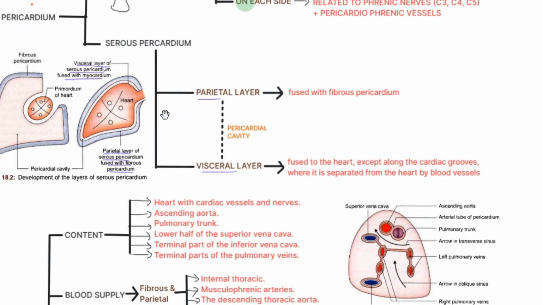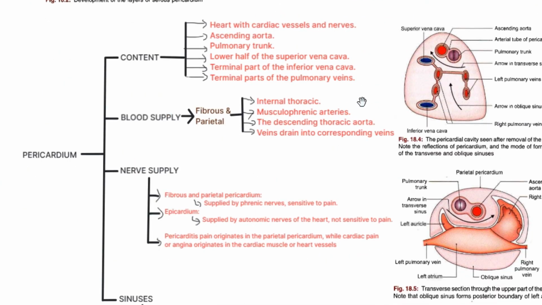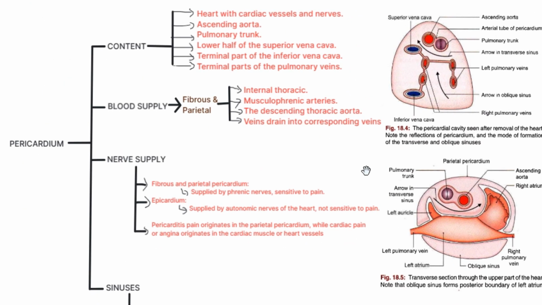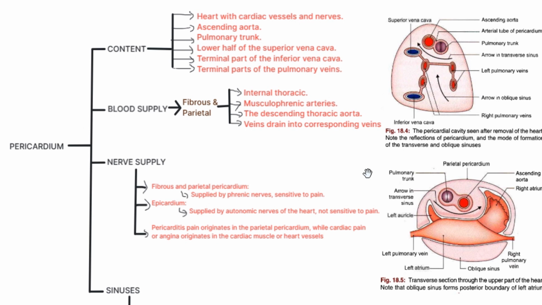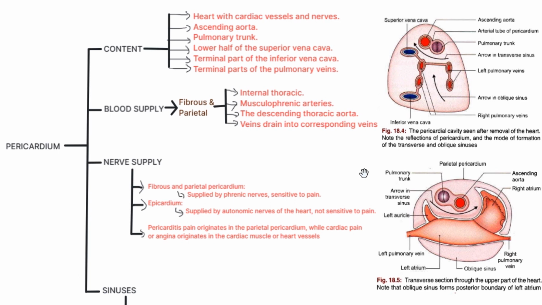Now, another thing which is related to your pericardium is you will find that pericardium has its own content, blood supply, nerve supply, and sinuses. So what are the things which are present in your pericardium or around your pericardium? What are the blood vessels which will supply your pericardium? What are the nerves that are supplying your pericardium? And what type of sinuses are there?